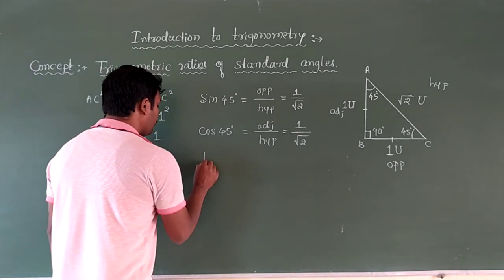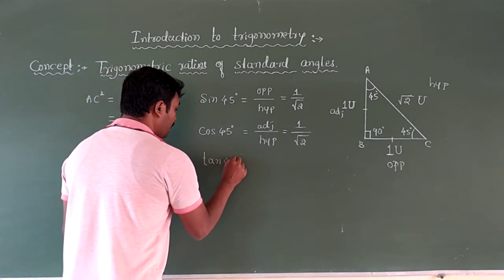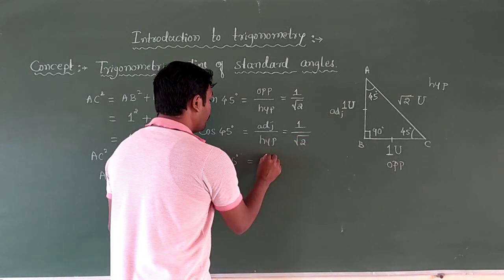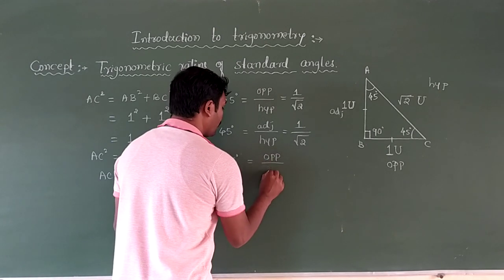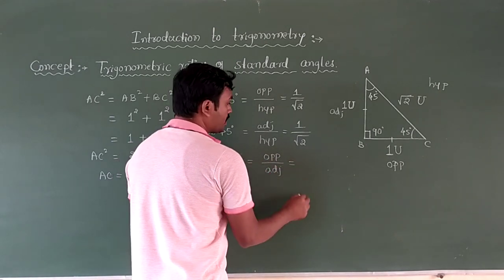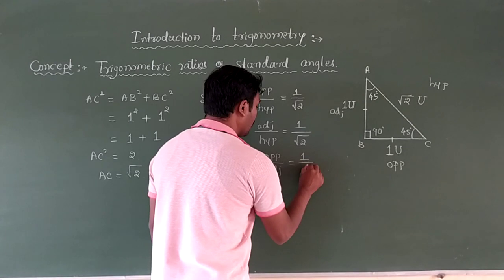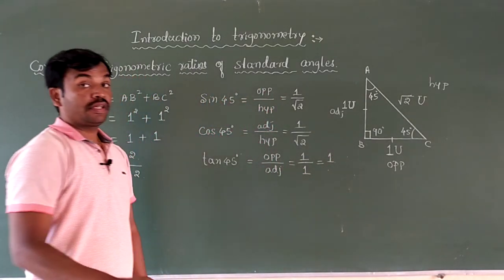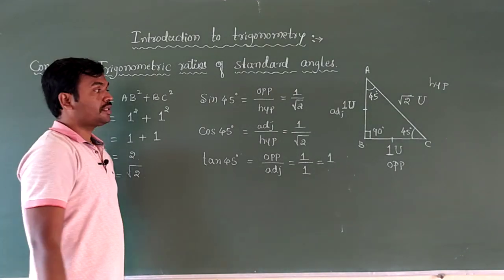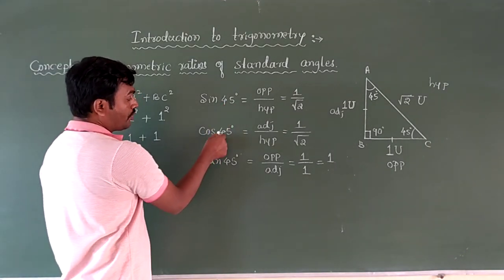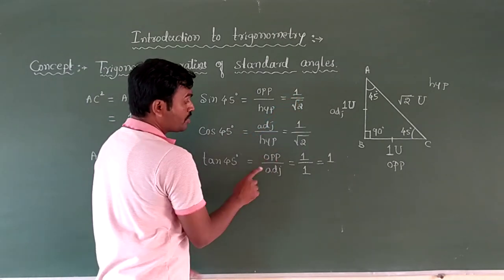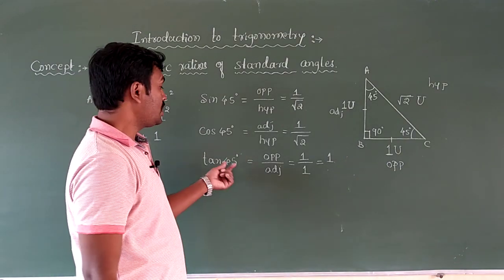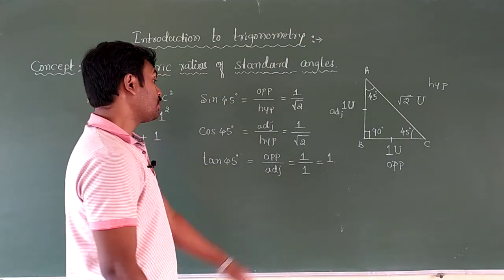Next one, tan 45. Tan 45 degree is opposite by adjacent. So, this is equal to 1 by 1, which is equal to 1. So, tan 45 is 1. If we take the ratio between these two, sin 45 divided by cos 45, again it becomes 1. So, tan 45 is nothing but sin by cos. So, tan 45 is equal to 1.